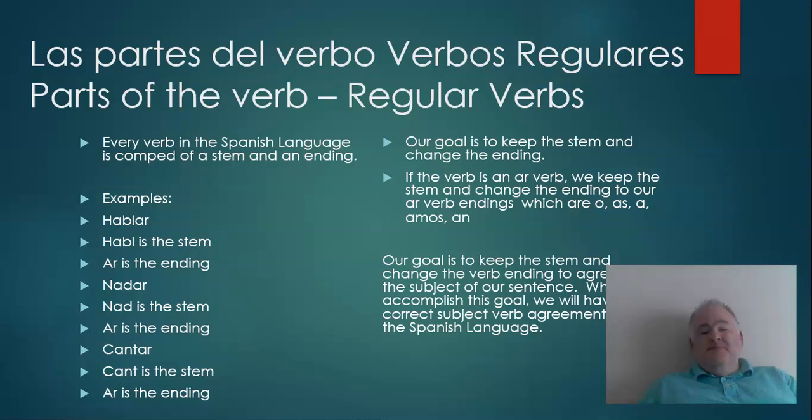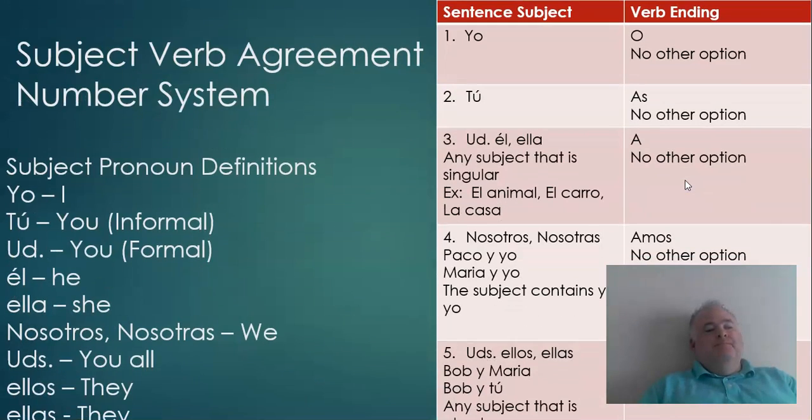So when we keep the stem and change the ending, our new ending must agree with the subject. And when our new verb ending agrees with the subject of our sentence, we have complete and correct Spanish language subject-verb agreement, and that's our goal. So, I have developed a number system. There are 5 verb forms for every Spanish language verb.